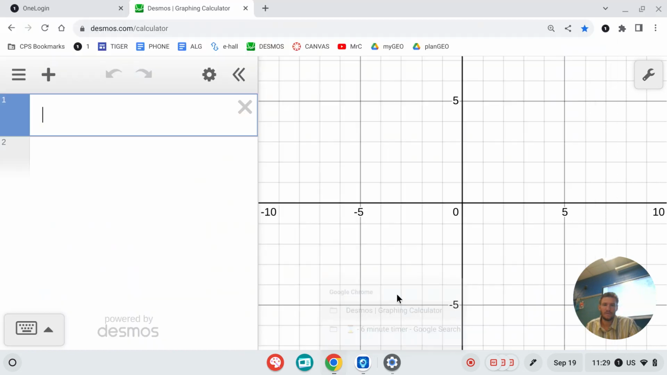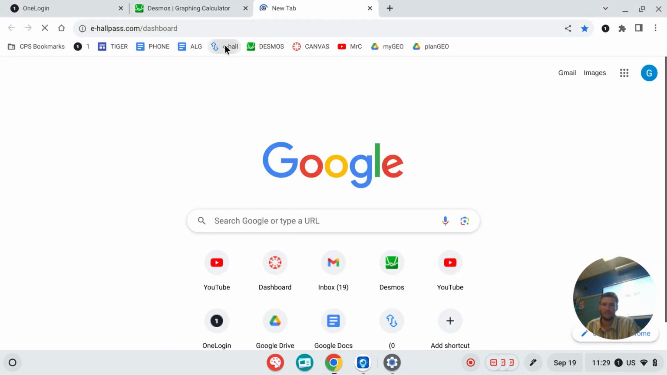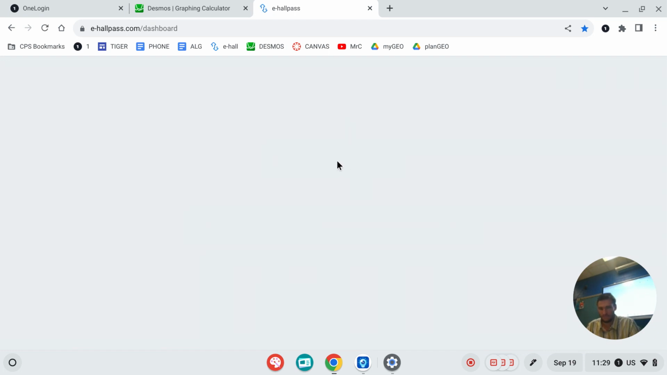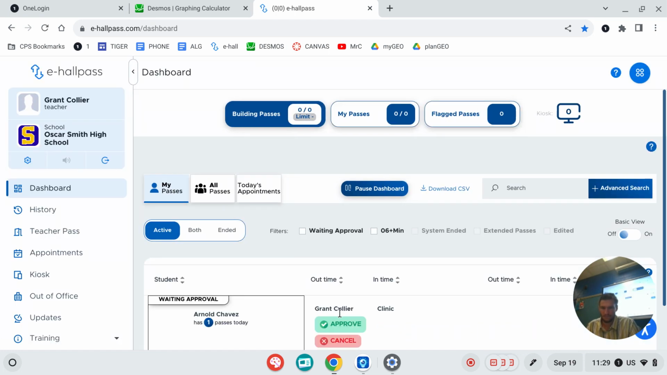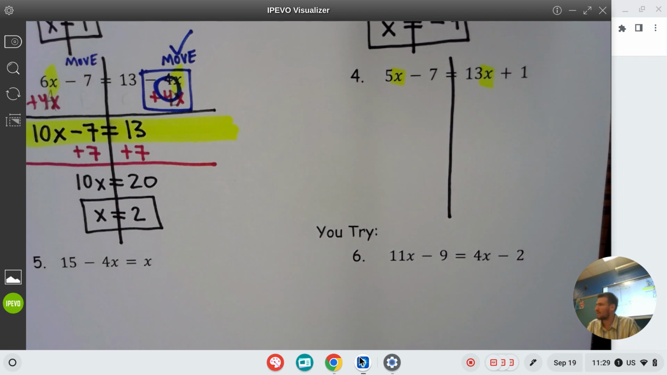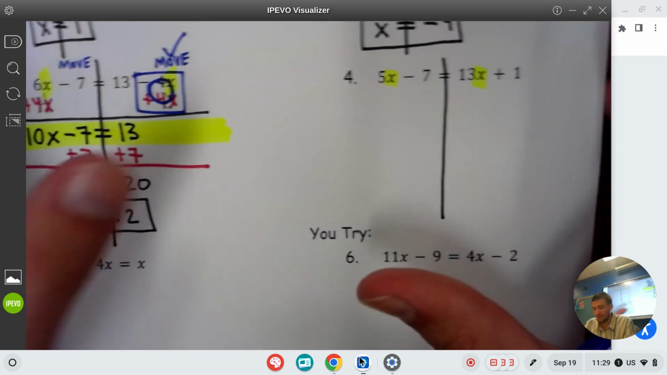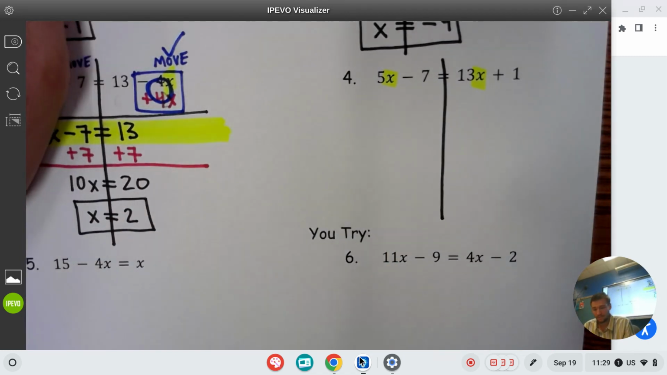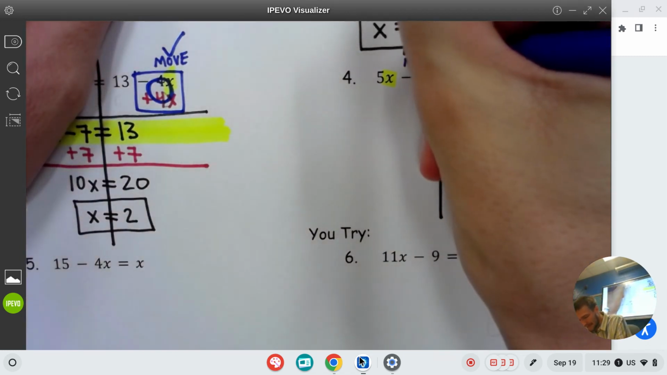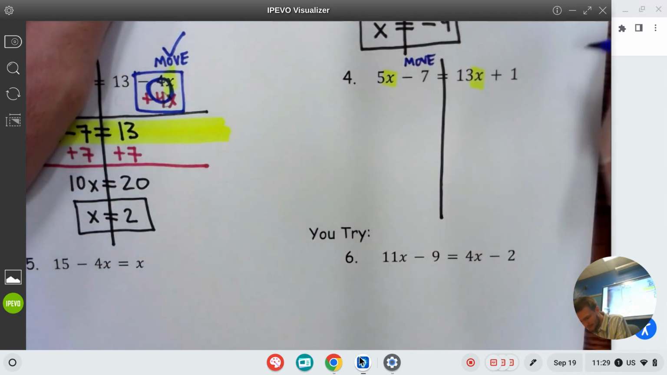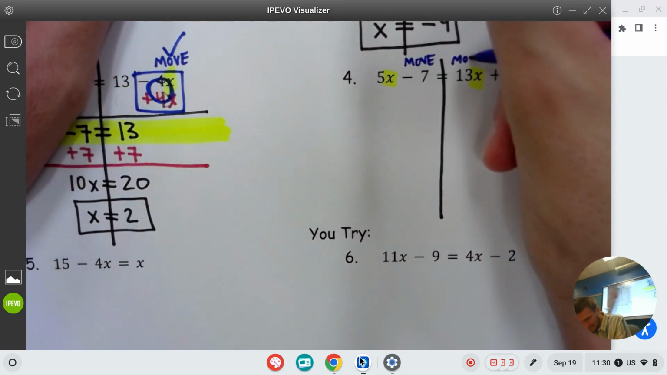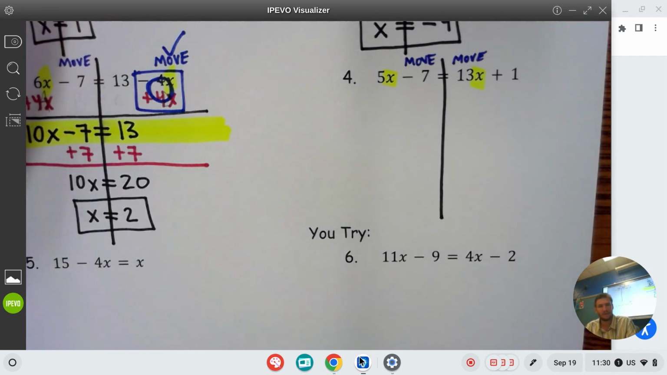Let's see here. Did that work? Go ahead. All right, that really shouldn't take very long. What are the 2 terms that we need to move? We need to move the -7, and we need to move the 13x. You are correct. I heard the perfect answer right away.